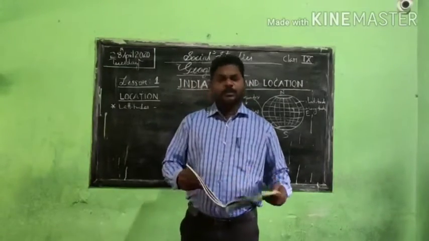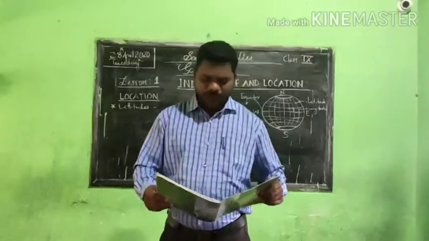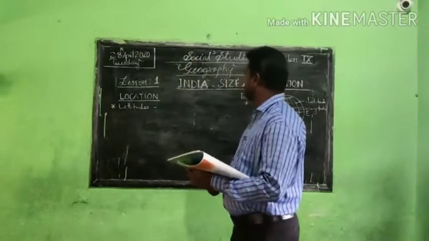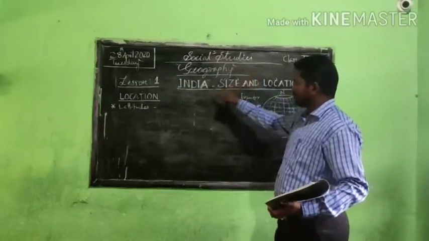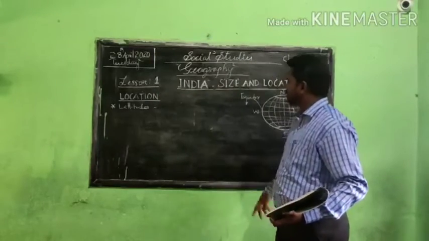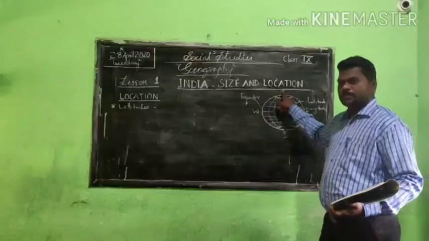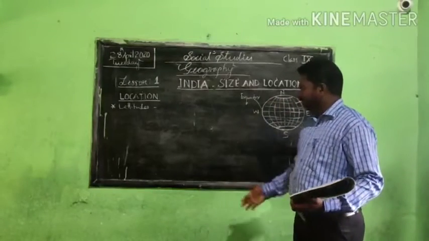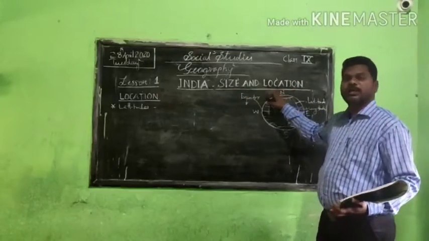So from the geography textbook, I would like to start the first lesson. That's what I already mentioned here, the geography book for the 9th class. The first lesson, lesson 1, we can see is India, Size and Location. So in this lesson, we are going to learn about India, mainly its size and location in the world.